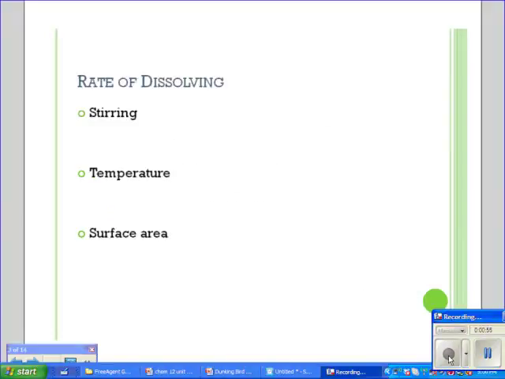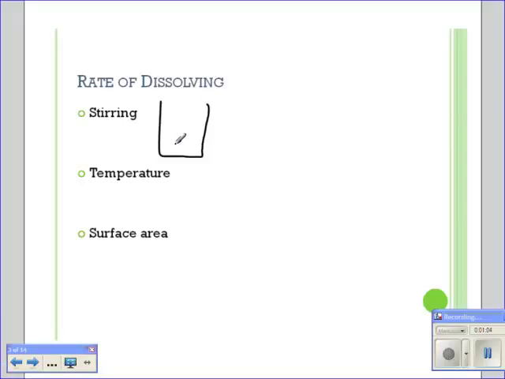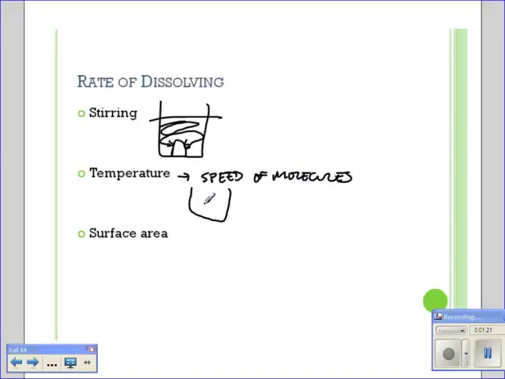Then we looked at things that affect how fast it dissolves instead of how much can dissolve. You can stir it to make it go faster. That introduces new solvent particles to the solute. You can change the temperature, which is the speed of the molecules. As you speed up the molecules, you get more collisions, and those more collisions will allow it to dissolve faster.